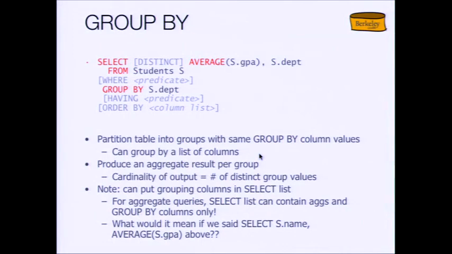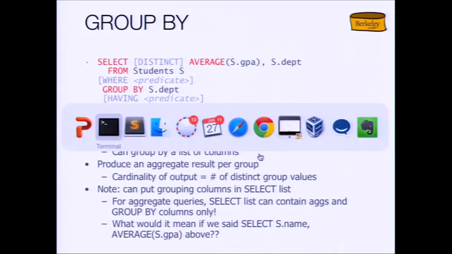Okay. So, the general idea, you partition the table into groups. Each group has the same group by column values. You can group by a list of columns. So we could also say group by s.department, s.name, and then you get all the Bill Gates in the CS department grouped together, and the other people in the CS department would get different groups, right? So, for example, let's just do that.